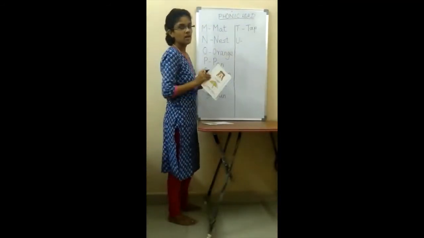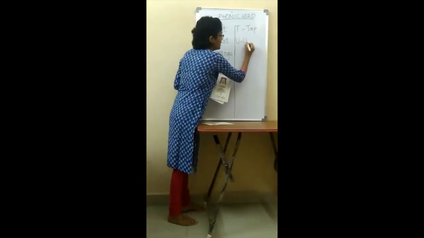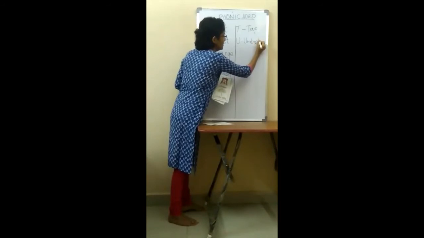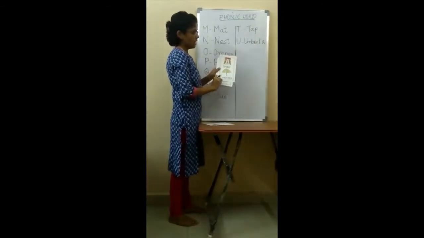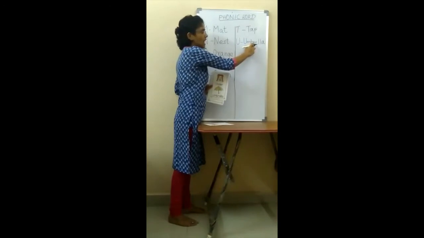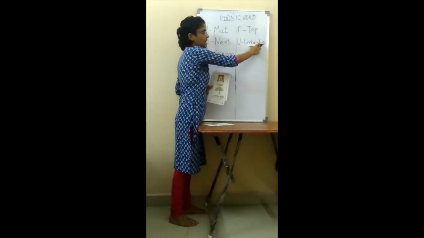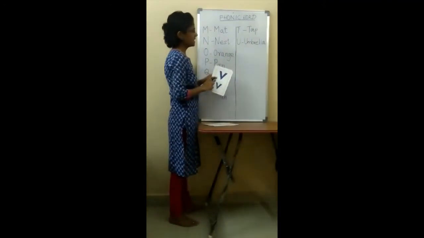U for umbrella. U M B R E L L A, umbrella. The next letter is V.